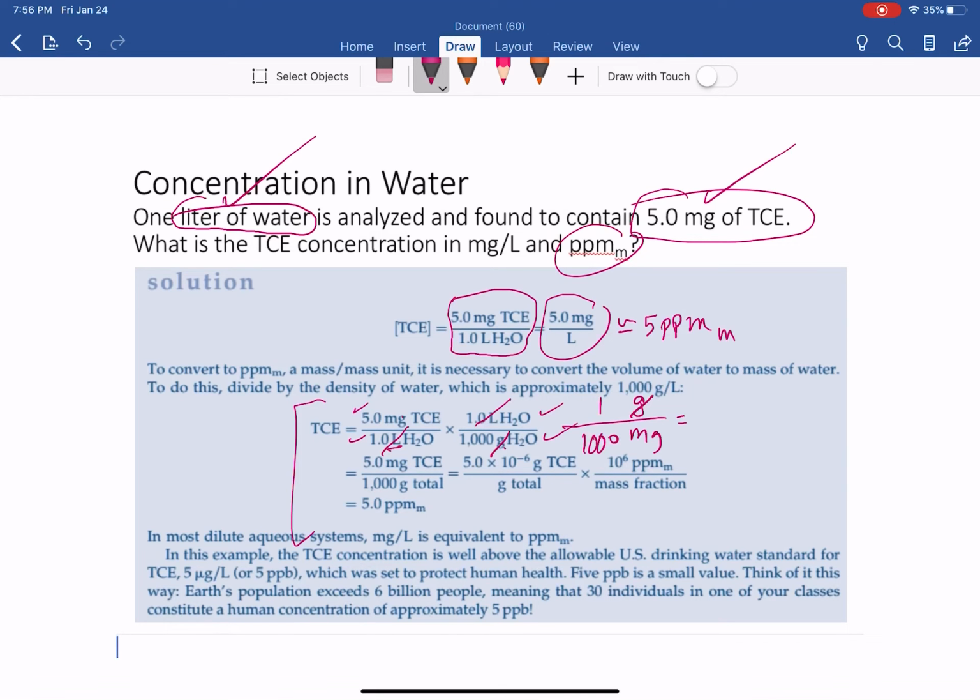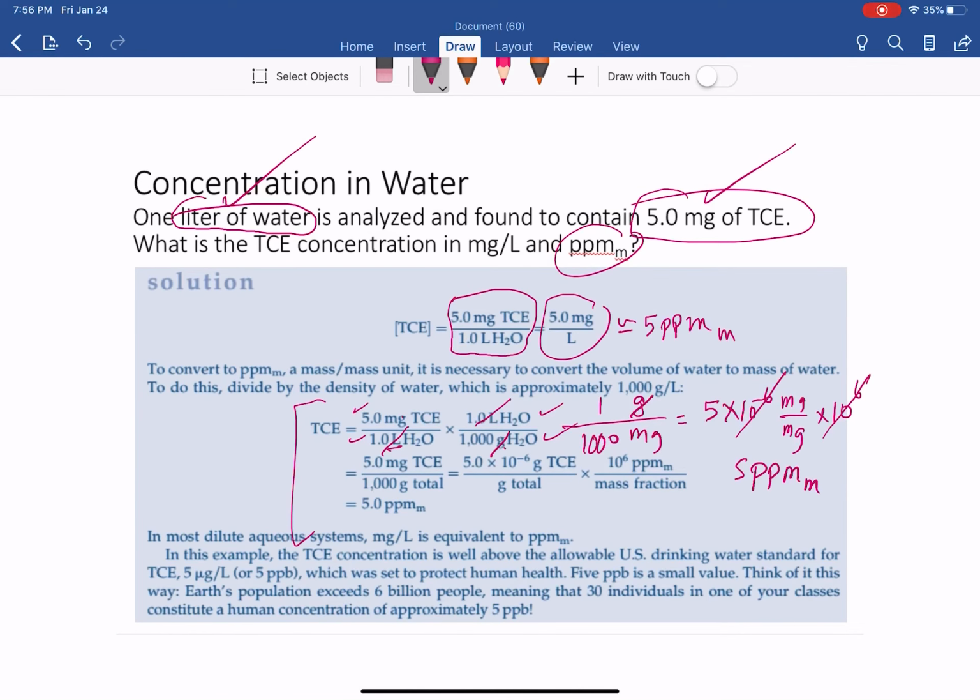So let's look at that. 5 times 1 over 10 to the 6. So it is milligram over milligram. And of course, remember, to find ppm, you have to multiply it by 10 to the 6. So with this, you'll end up with the concentration of 5 parts per million of mass.